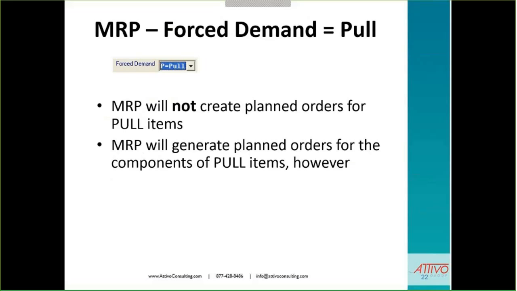A quick note about manufactured items that are set to force demand pull. In other words, make to order type items. MRP will not create a planned order for pull items. However, it'll kind of ignore the parent item that is already created. You've got a generated order that needs to be acted on. MRP will consider the components and subassemblies for that pull item, though, so that's important to know.